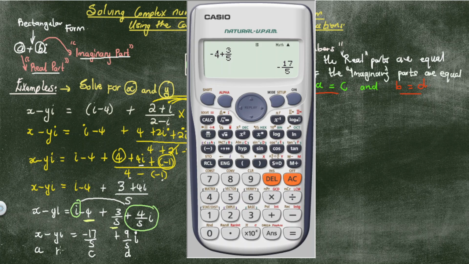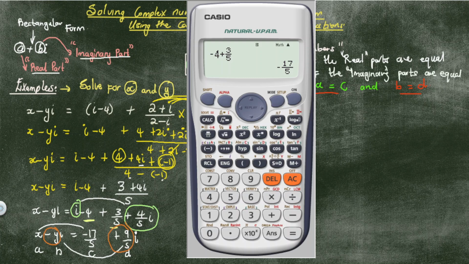Okay, now I have c, d. I have a, b. So this is equal to that. This is equal to that. x is equal to minus 17 over 5. And y is equal to, in fact, negative y. Remember, you also take the sign. So it's negative y equal to a positive 9 over 5. Then y is equal to negative 9 over 5. Solution 1, that's y, and solution number 2, that's x.